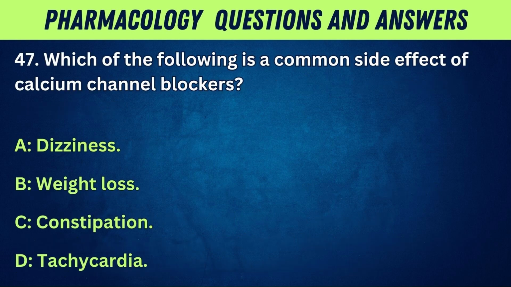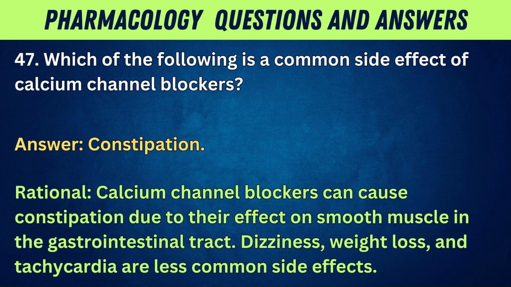47. Which of the following is a common side effect of calcium channel blockers? A. Dizziness. B. Weight loss. C. Constipation. D. Tachycardia. Answer: constipation. Rationale: calcium channel blockers can cause constipation due to their effect on smooth muscle in the gastrointestinal tract. Dizziness, weight loss, and tachycardia are less common side effects.